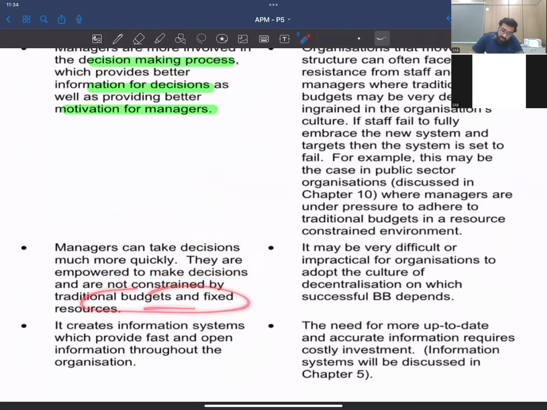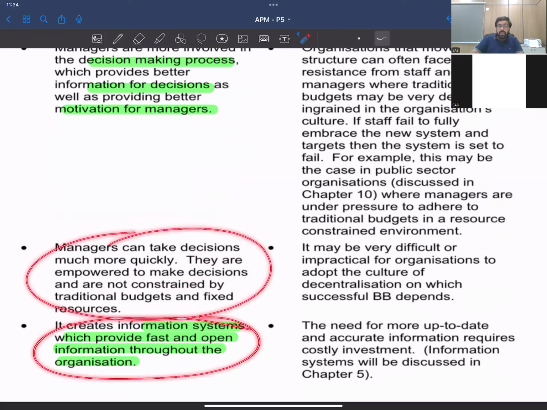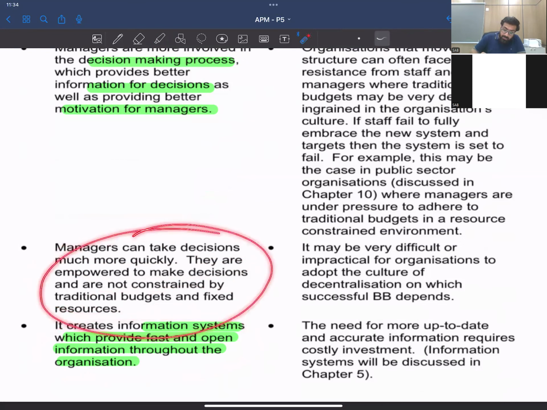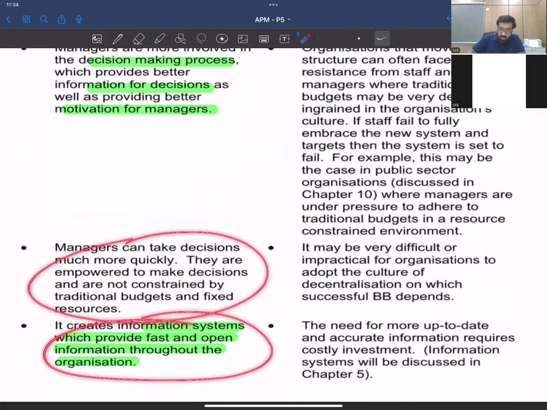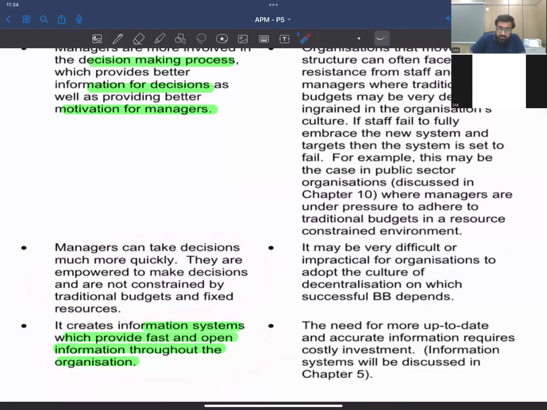Traditional budgets are fixed. Beyond budgeting creates an information system that provides fast and open information throughout the organization, right?